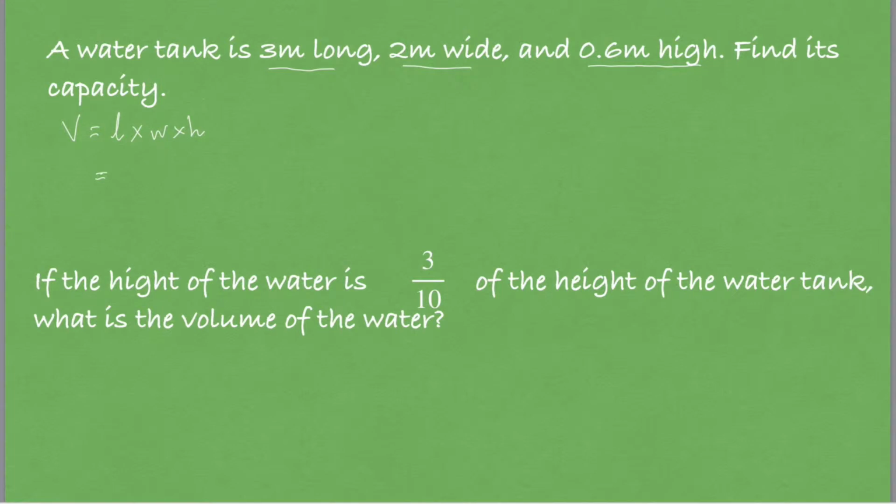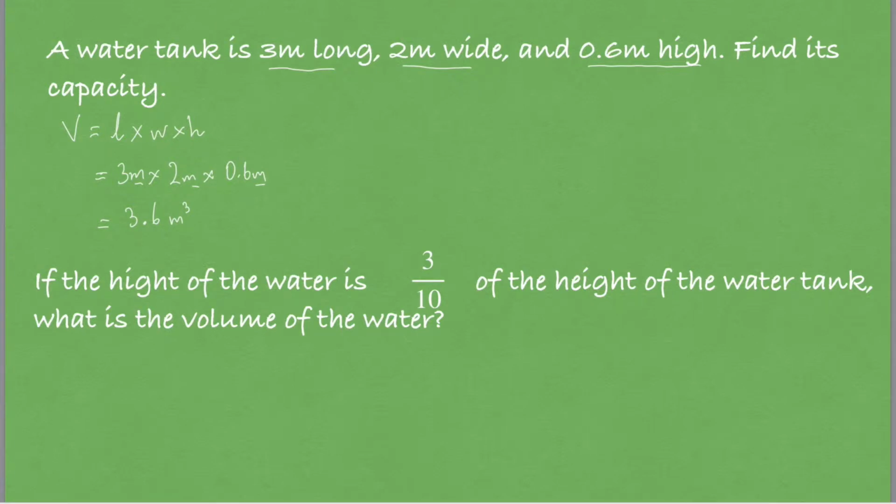And length here is 3 meter, width is 2 meter and height of tank is 0.6 meter. Therefore 3 times 2 is 6, 6 times 0.6 is 3.6 meter cube, because meter times meter times meter becomes meter cube. Yep, this is the capacity of the water tank.